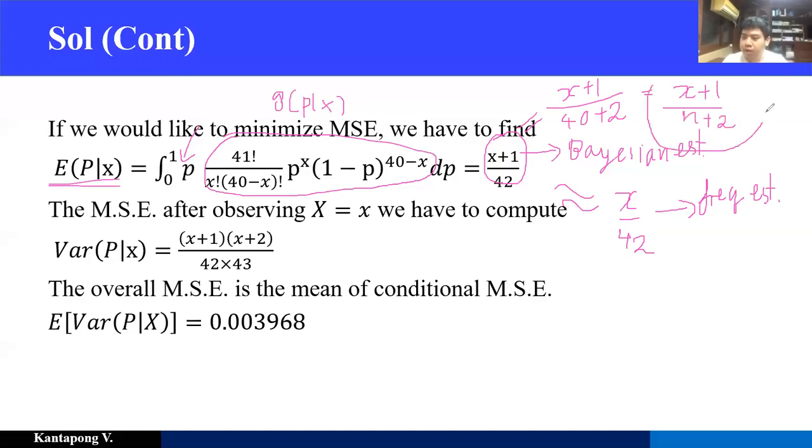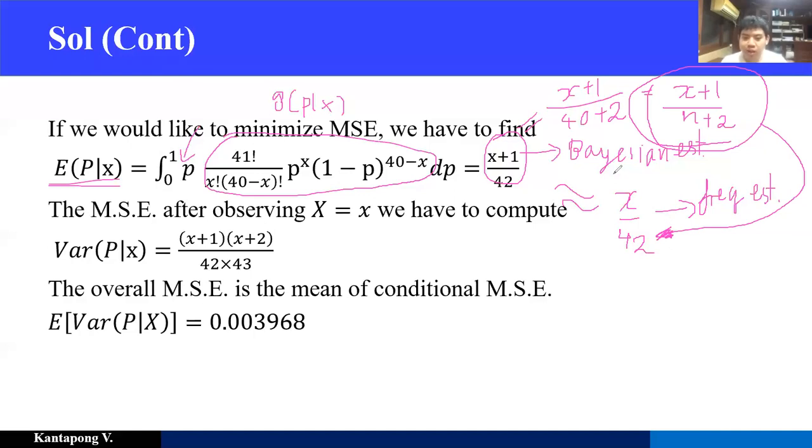As we get more and more data, we're going to get close to the frequentist estimate. But if we get no data at all, it becomes the initial guess, which is 1/2. If we use a frequentist approach and do not have any data at all, we get 0, which doesn't make sense.